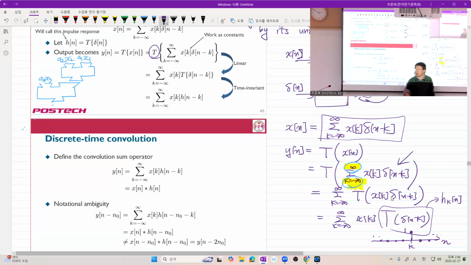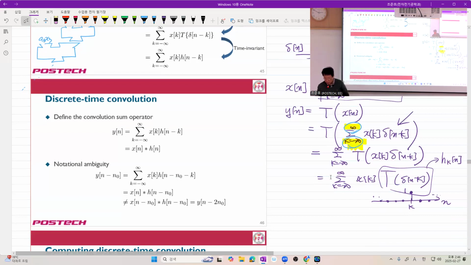Got it? So you have h sub k of n. So far, we use the linearity. See that? Here, this is just representation. Here, we use the linearity. And from here to here, we just named this signal as h sub k.